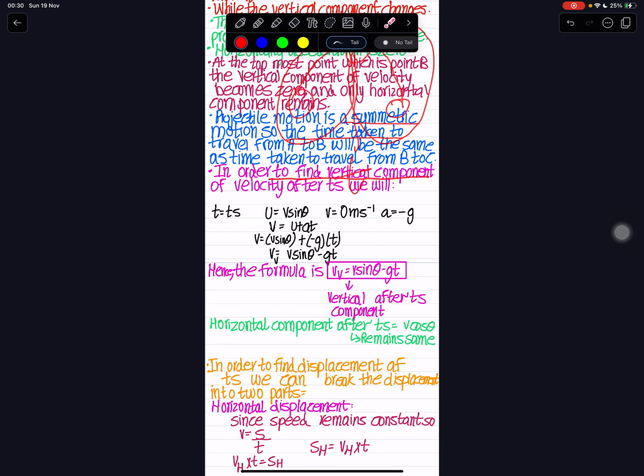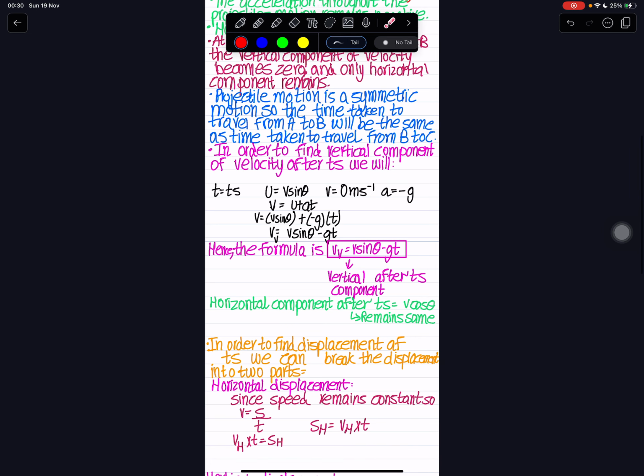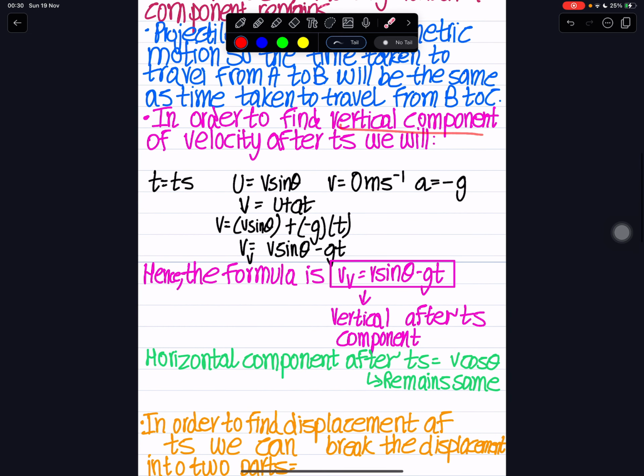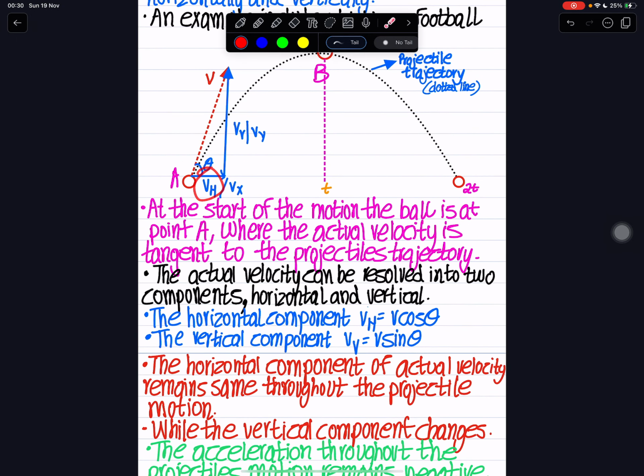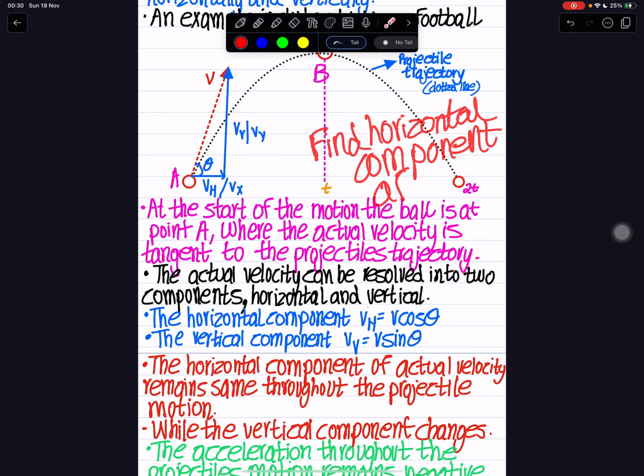In order to find the horizontal component of velocity after t seconds, as you know, the horizontal component remains the same. So after any time, for example, if they say find the horizontal component after 10 seconds, it will be the same as it was at 1, 2, 3, 4, 5, 6, 7, 8, 9.